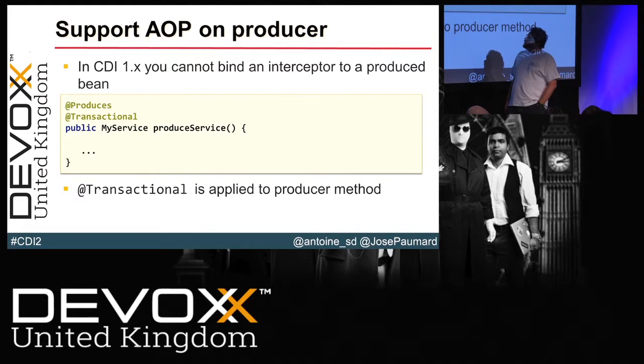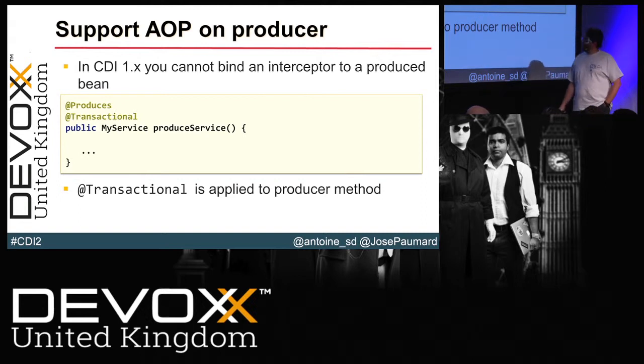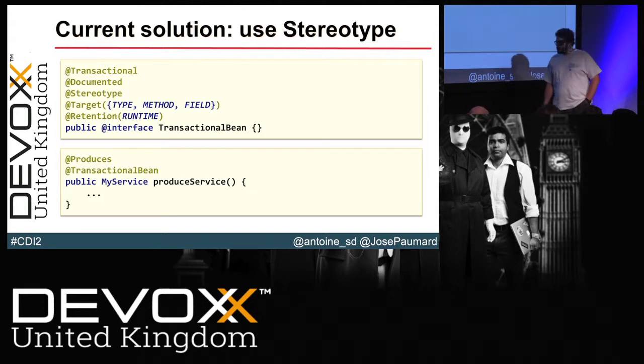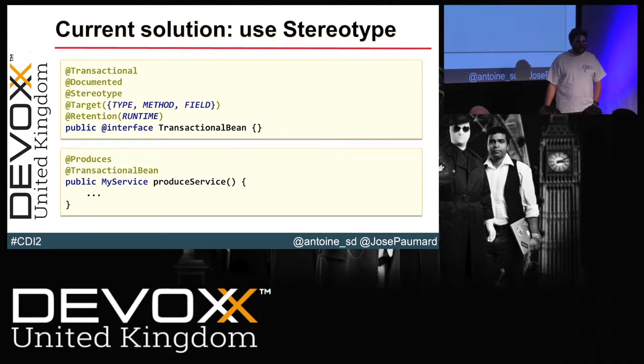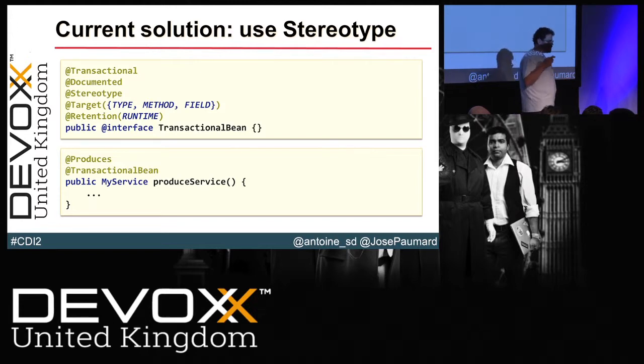So if you use this kind of code in CDI 1, hoping to produce a transactional MyService, you won't get it. What you will have is a produceService method that will be executed in a transaction, but the object returned won't be a transactional bean. The solution that could be used to solve this problem is to use the stereotype annotation we have in CDI. A stereotype annotation in CDI is the way to create a kind of alias for a bunch of annotations.